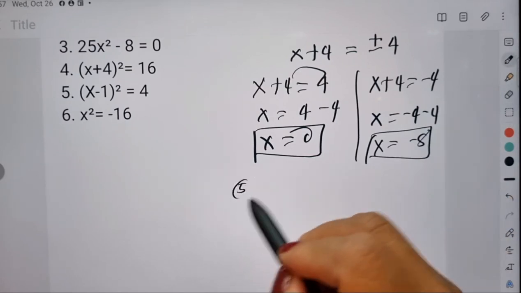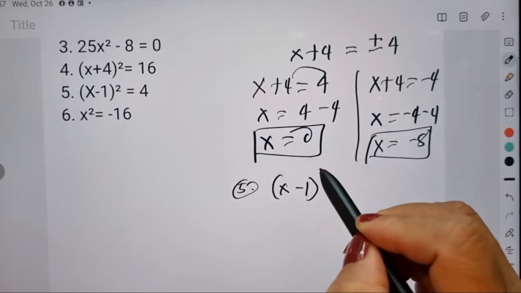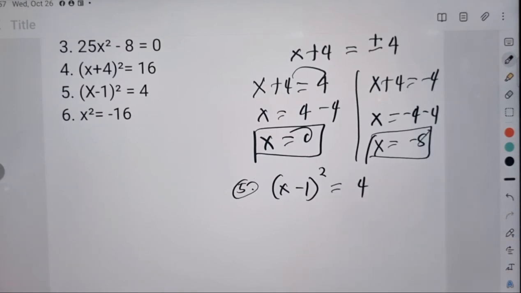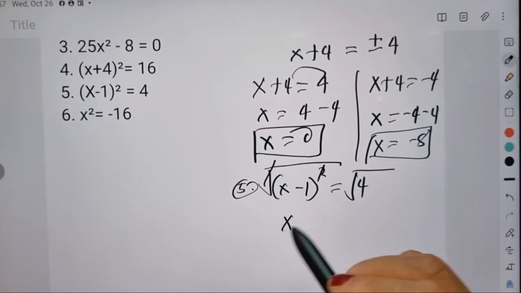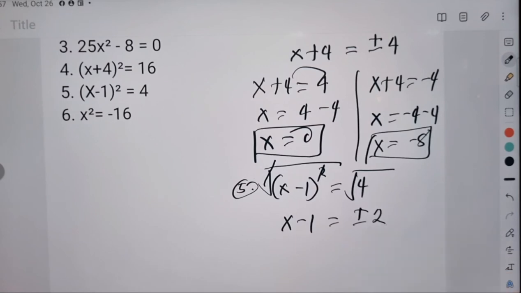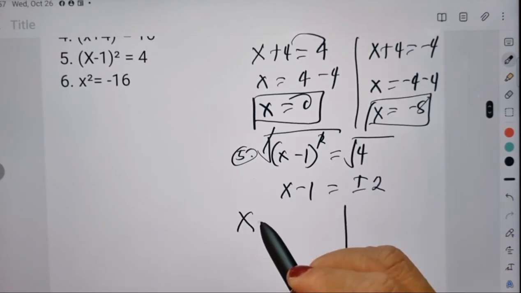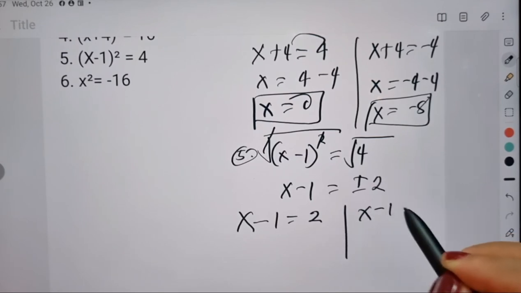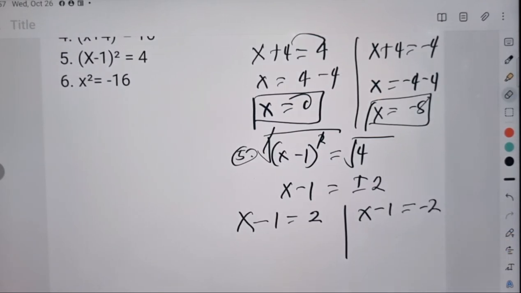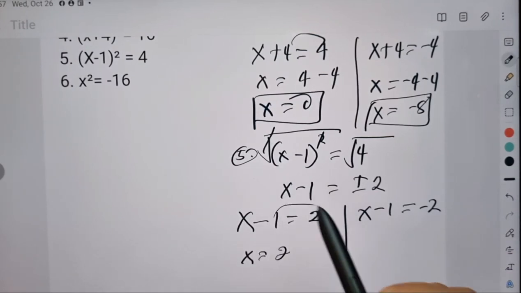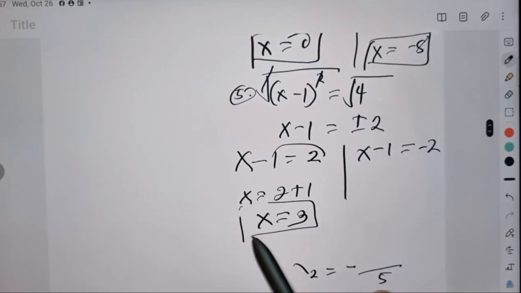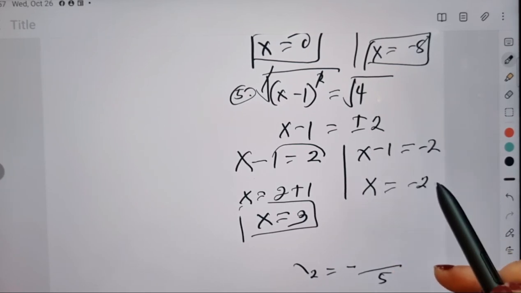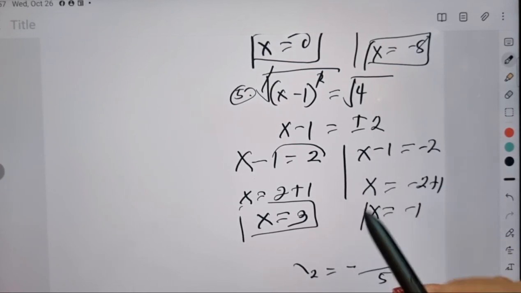For number 5 here, we have x minus 1 squared, and then we have 4. So, ganun pa rin ang gagawin nyo. Kaya nyo yan. Okay? So, extract na natin yung square root of both sides. Magiging x minus 1 is equal to positive and negative 2. So, again, yung solution natin, x minus 1 is equal to 2. Then, x minus 1 is equal to negative 2. So, paghiwalayin natin. Then, x now is equal to 2. Lipat sa kabila, magiging plus 1. So, x is equal to 3. Dito naman, x, lipat sa kabila yung negative 1, maging plus 1. So, x is equal to negative 1.